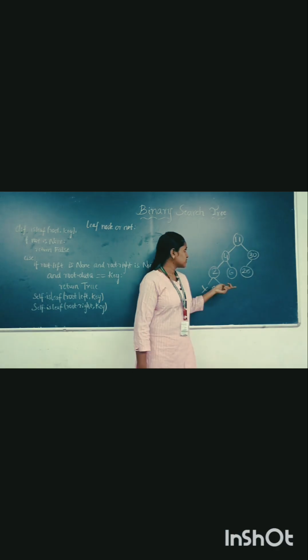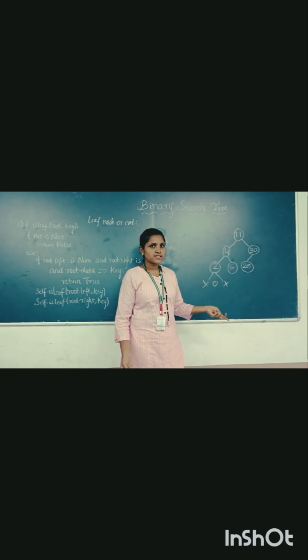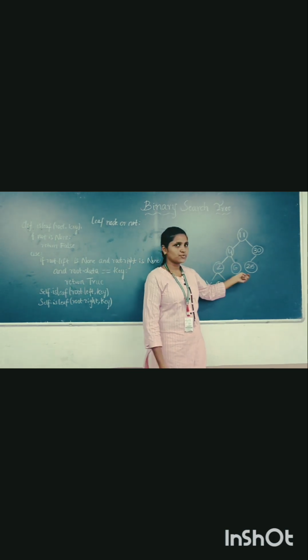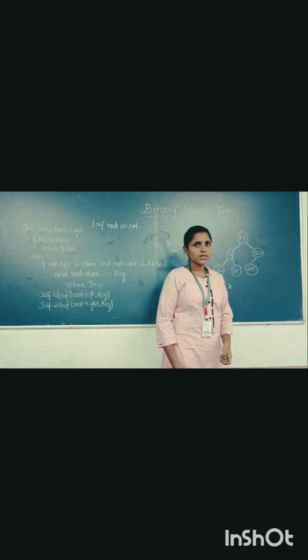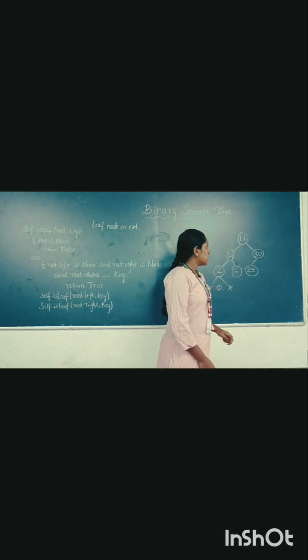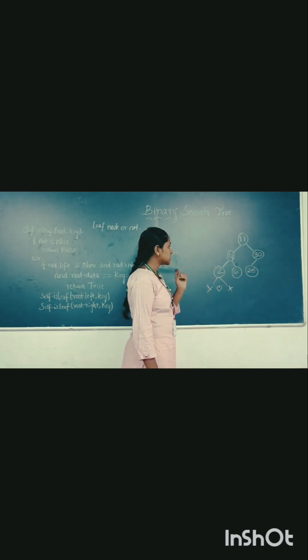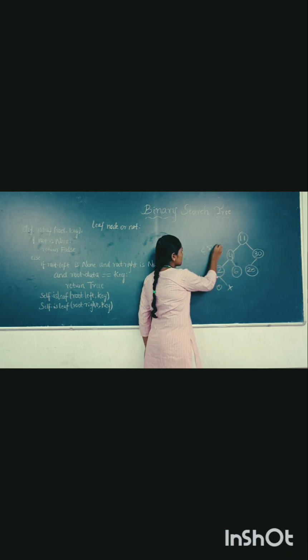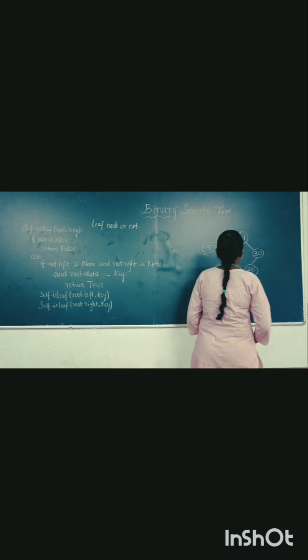Now we are observing through the tree, so we can simply say that yeah, this is a leaf node and this is a leaf node. But what if it is given through a program and how to execute this? If I want to check whether 25 is a leaf node or not, let us see the algorithm.